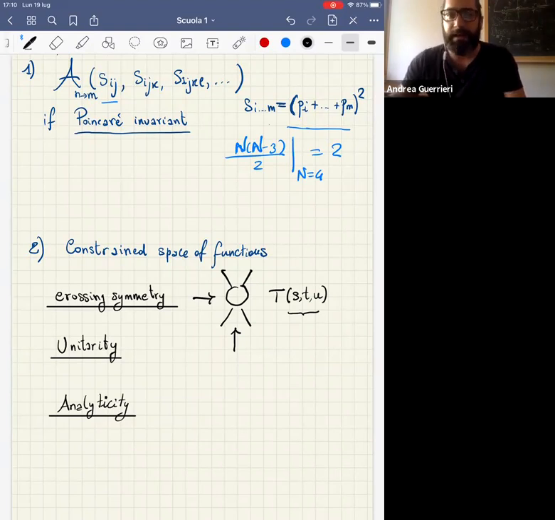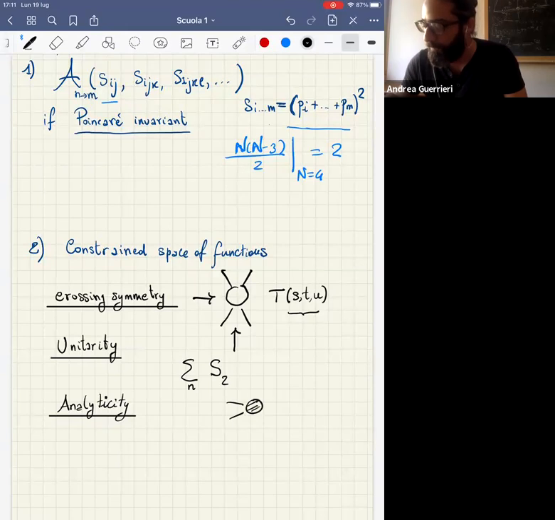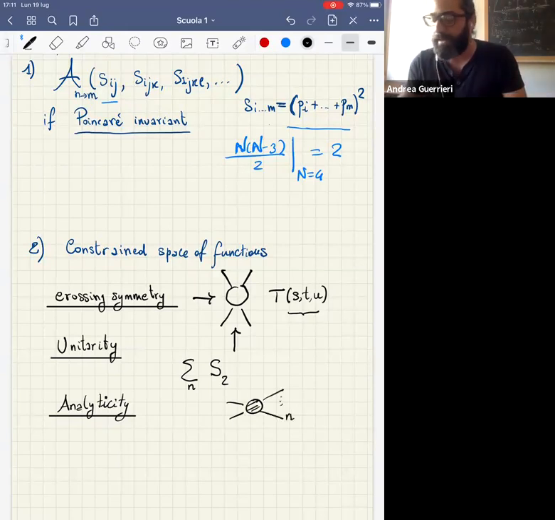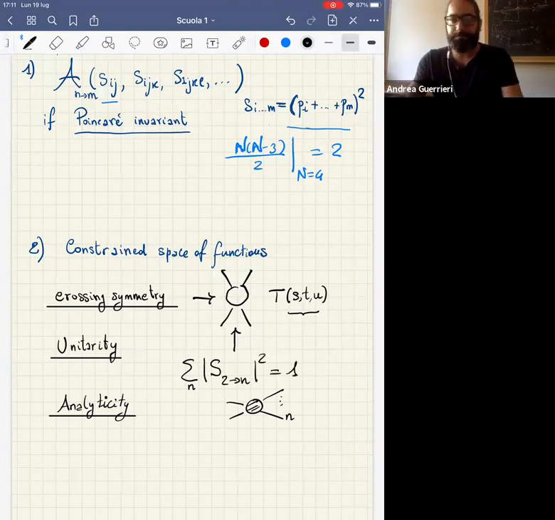And then there will be unitarity. Unitarity is really the physical requirement that if you consider the sum over all the possible multi-particle processes, you have two particles that go into n particles in the final state. The sum of the probabilities for two particles to go to n particles must be equal to 1. This will be the unitarity condition.